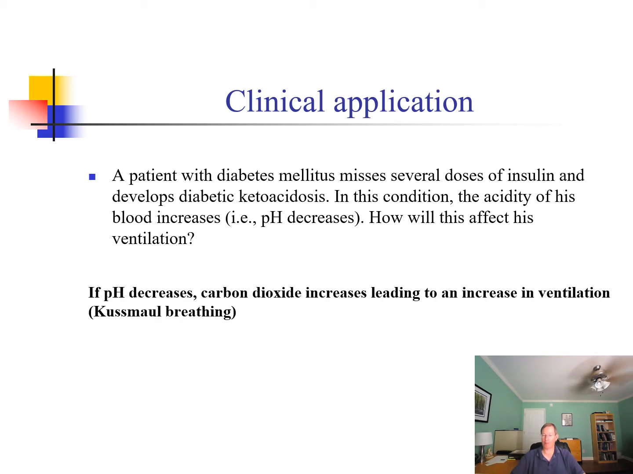So remember, I mentioned to you that if the pH is changing, it's changing the PCO2. So if I have a decrease in pH, it means that I'm increasing carbon dioxide, and that increased carbon dioxide leads to an increase in the ventilation. And this was first noted by Kussmaul, who it is named after. So people with this condition, this diabetic ketoacidosis, will many times be found breathing rapidly and deeply.